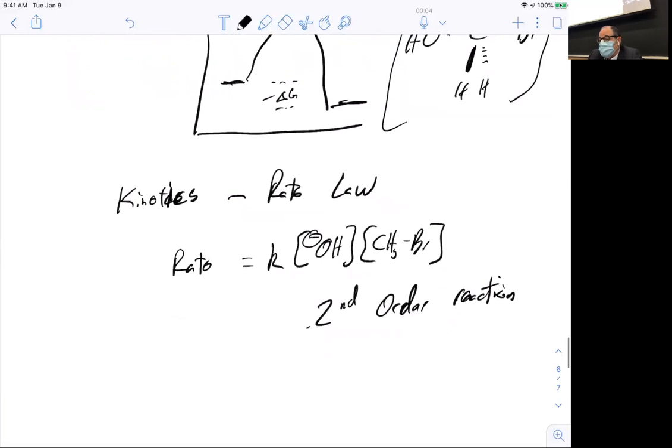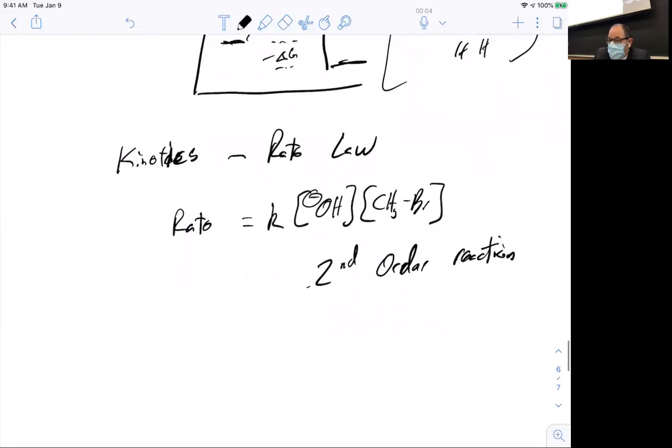Now, it turns out that this kinetics, this rate law, is how we get the name for this. Okay? And this is where people get confused. So you have to remember it's the rate law, not the steps. The name for a one step substitution. That's the base type of reaction.